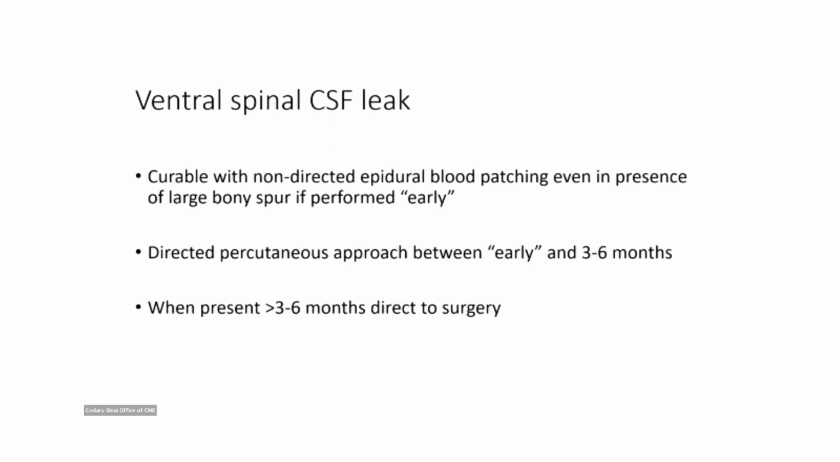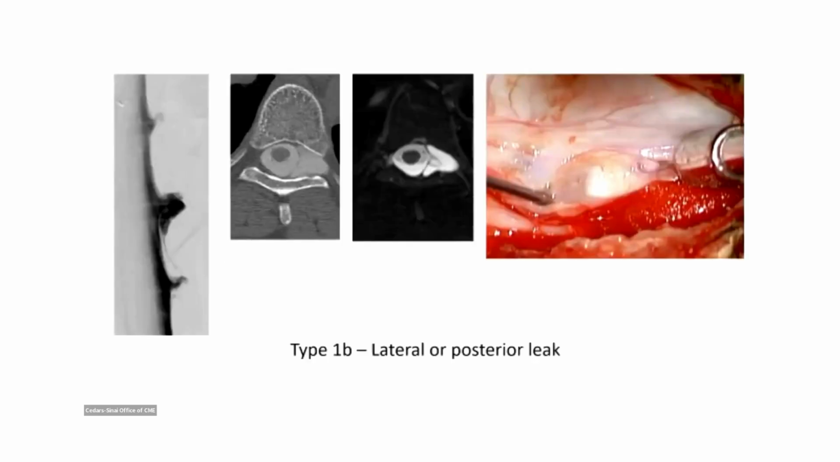But at least in our institution, if people have had it for more than 3 or 6 months, we just take them directly to surgery. So the other type of dural tear is what we call the type 1B tear, or a lateral leak. Sometimes it's posterior, but usually it's a lateral leak, and you can see some examples there.